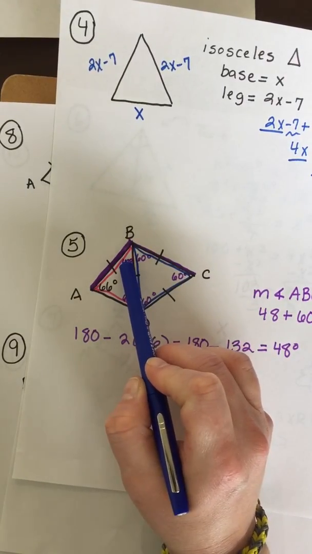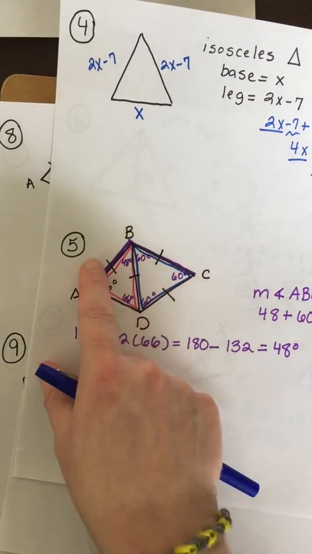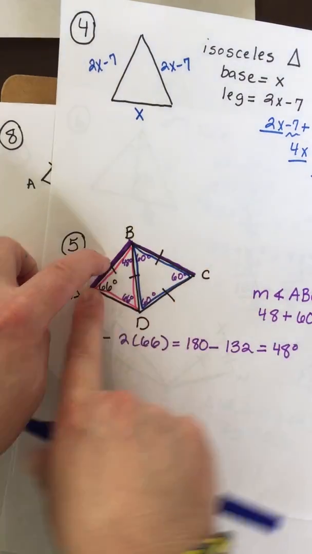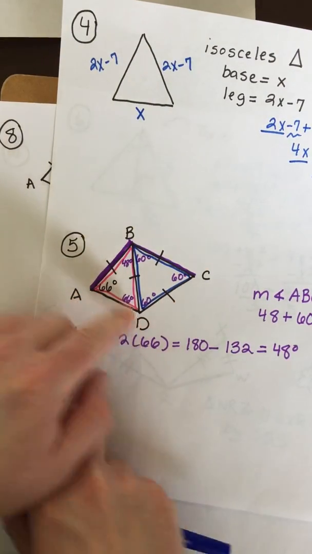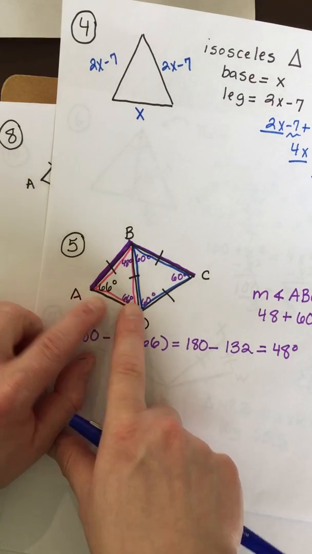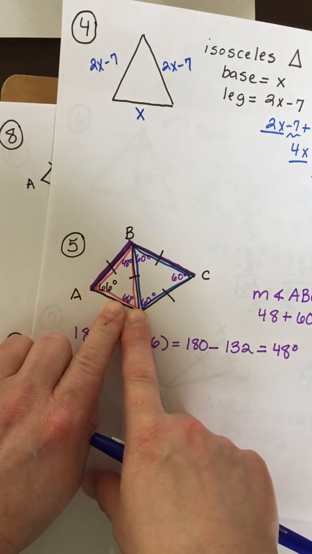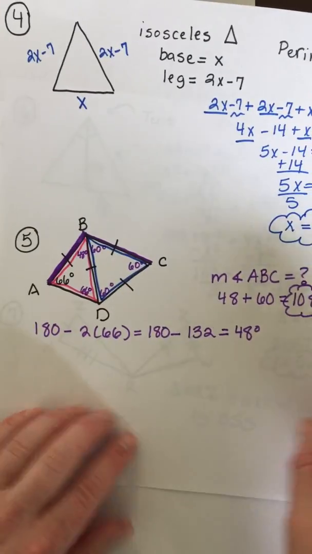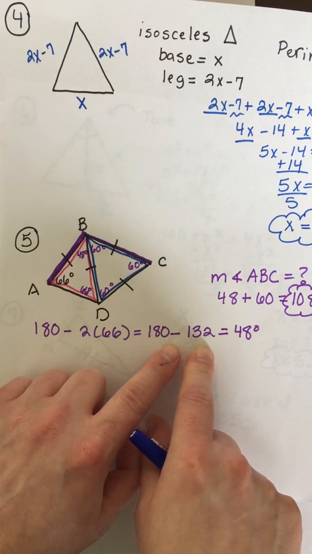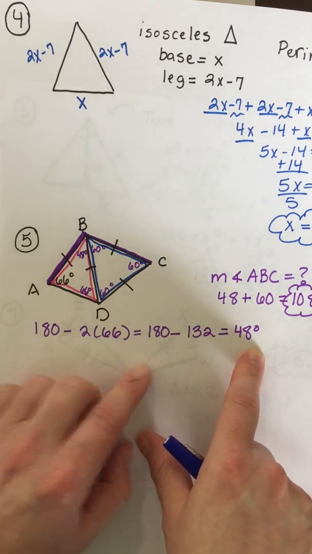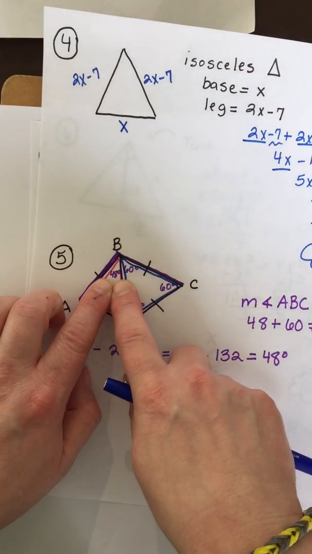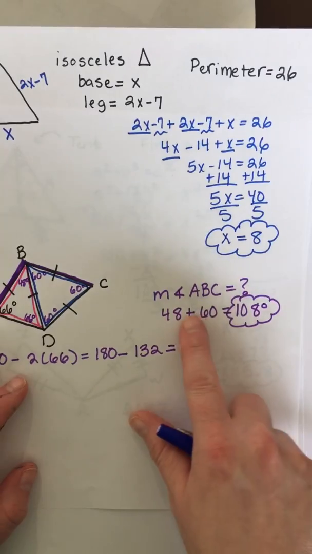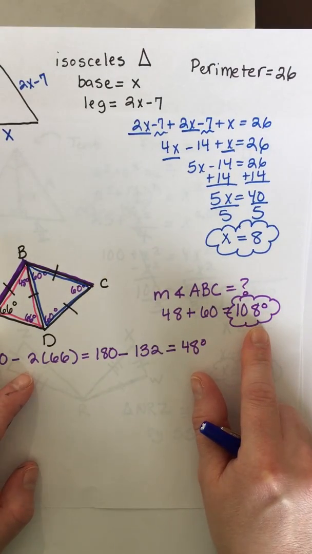So to find this angle, what I did was I saw that these two sides were congruent. Well, if two sides are congruent, it's an isosceles triangle. And I know that the angles across from those sides are also congruent. So if this angle is 66 degrees, then this angle is 66 degrees. So just like we did previously, I did 180 minus 2 times 66, and 2 times 66 is 132. 180 minus 132 is 48. So that meant that this angle was 48 degrees. So you would just add these two together, 48 plus 60, and the measure of angle ABC has to be 108 degrees.